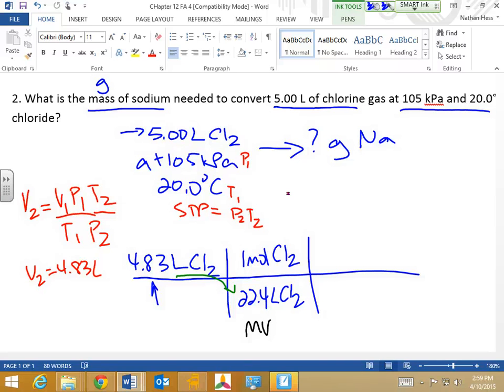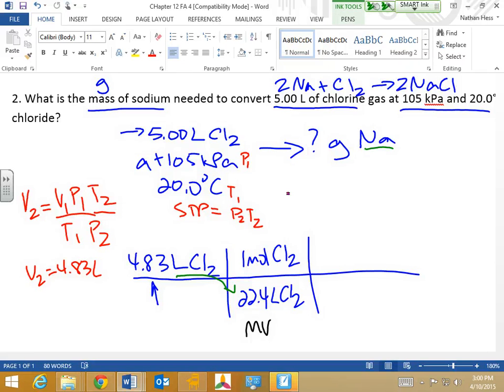Now I use the coefficients of my equation. But Mr. S, there is no equation. Well, I've got sodium reacting with chlorine, so you need to write an equation. Sodium plus chlorine produces what? Sodium chloride. Chlorine is diatomic, so there must be a 2 here to balance those chlorines, which means there must be a 2 there to balance those sodiums.